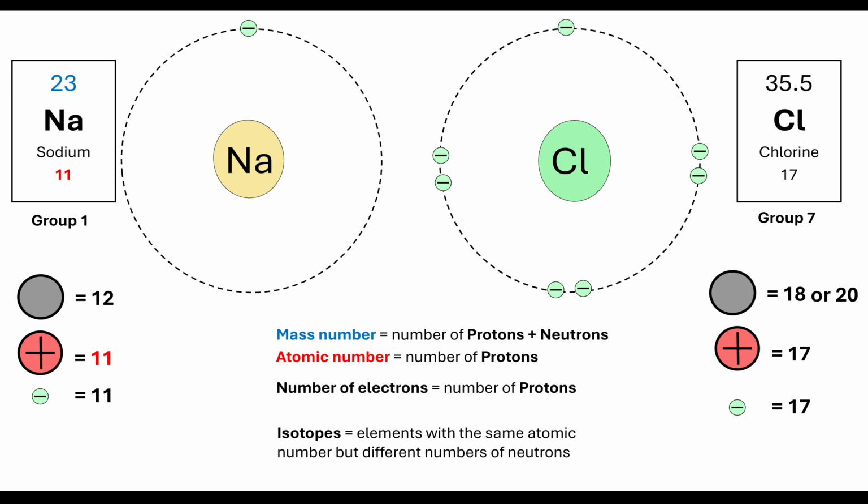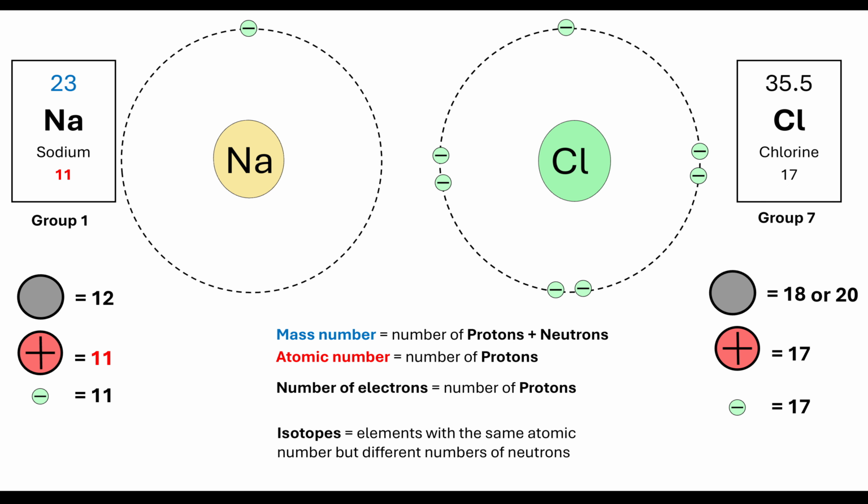There are 2 versions of chlorine, and when we talk about different versions of an element, we call them isotopes. What we're saying is they are elements with the same atomic number, so they both have 17, however, they would have different neutron numbers. So chlorine can either come as chlorine with a mass of 35, or it can come as chlorine with a mass of 37.